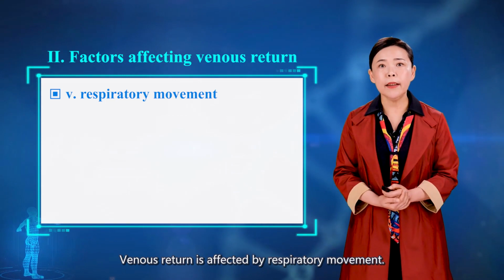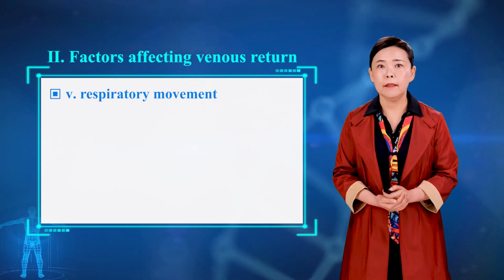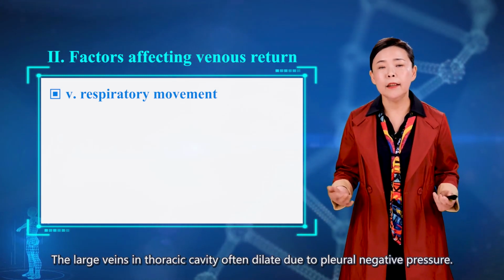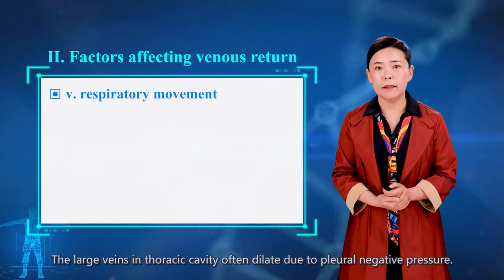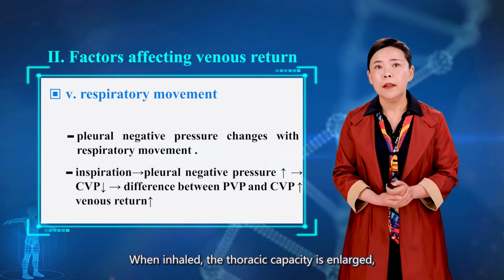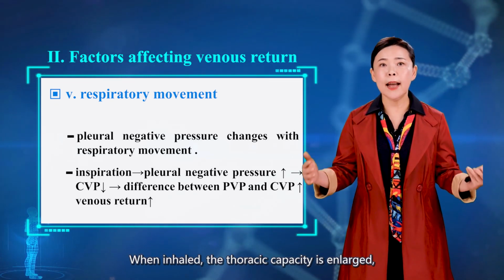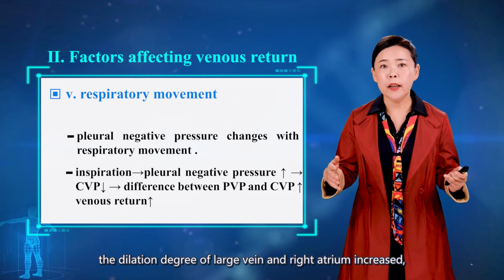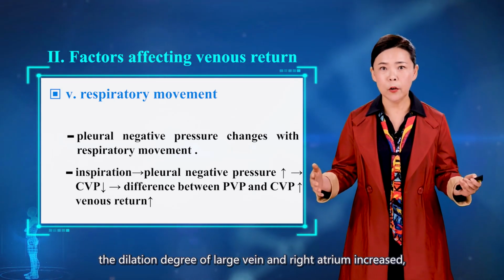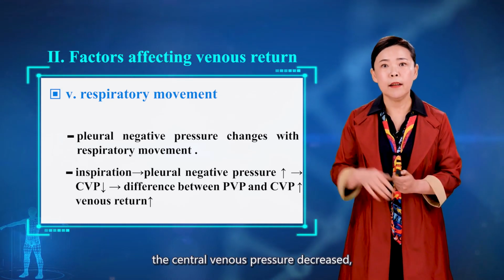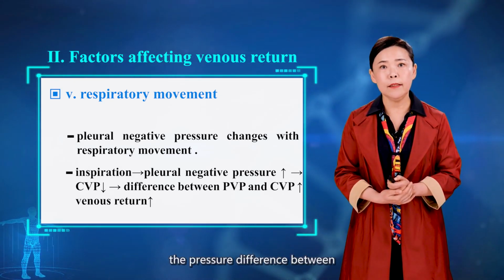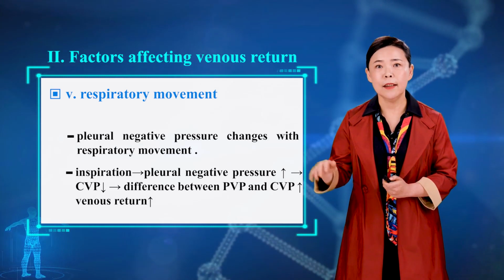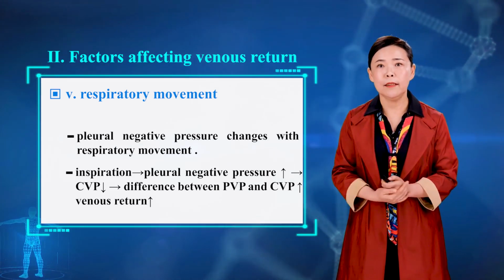Venous return is affected by respiratory movement. The large veins in the thoracic cavity often dilate due to the pleural negative pressure. When inhaling, the thoracic capacity is enlarged, the pleural negative pressure increases, the dilation degree of the large veins and right atrium increases, and the central venous pressure decreases. The pressure difference between central venous pressure and peripheral venous pressure increases, so the venous return increases.